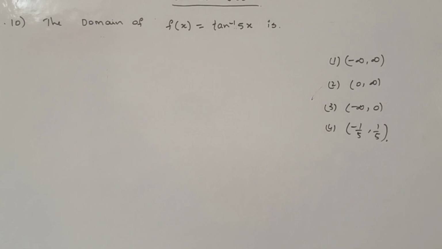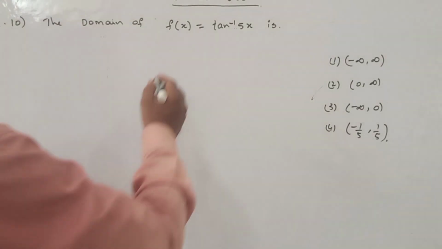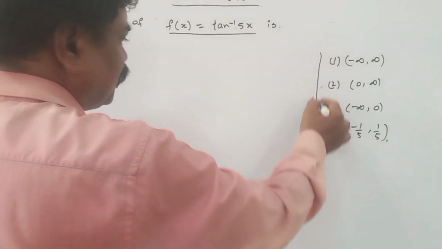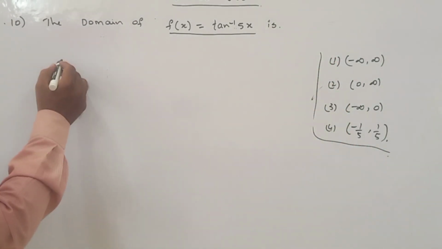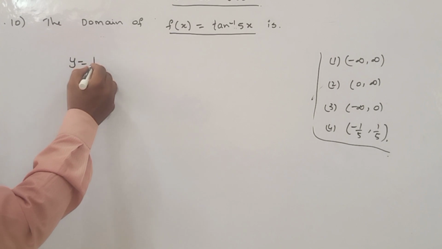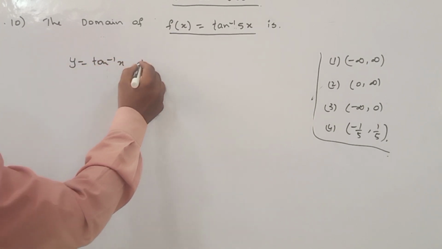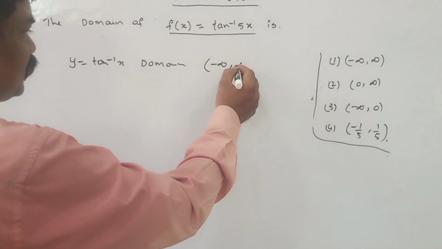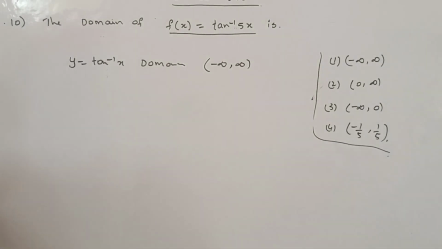Dear viewers, we have the problem. The domain of f(x) = tan inverse of 5x. These are the options given. So generally y = tan inverse x, domain is the open interval minus infinity to infinity.